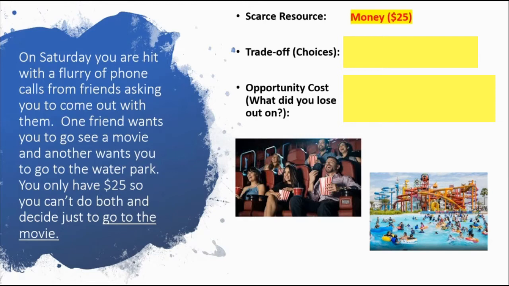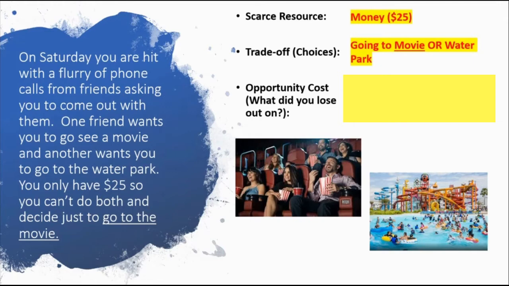Trade-offs, pretty obvious. You've got the 2 choices: going to the movie or going to the water park. Now, if you had enough money, you possibly could do both, all right? Go to the water park during the day, go to the movie at night, if you had enough money. But here, the scarce resource is the money. It's because you don't have enough money. That's why you have to choose. That's what economics is about, is making choices and evaluating your choices.